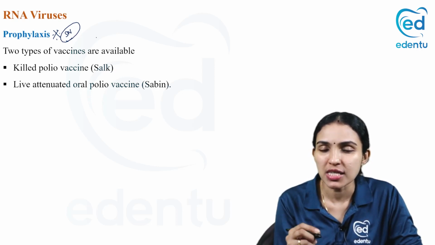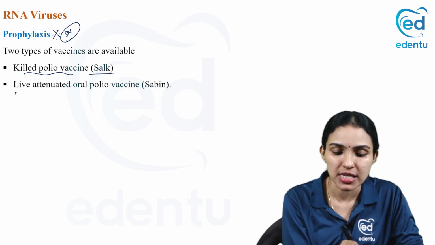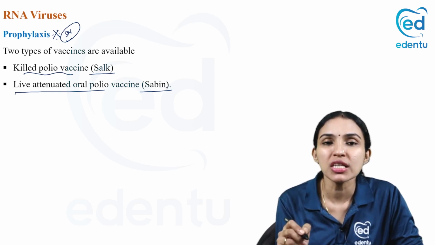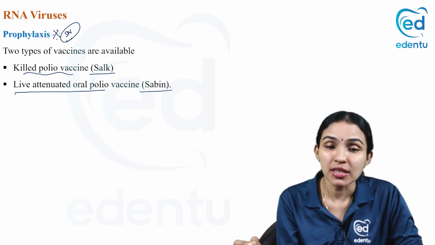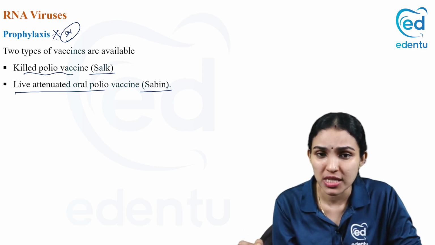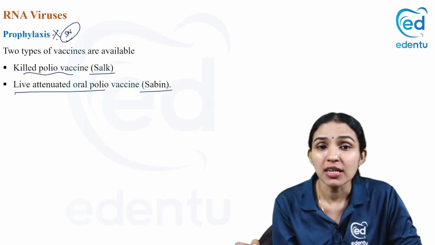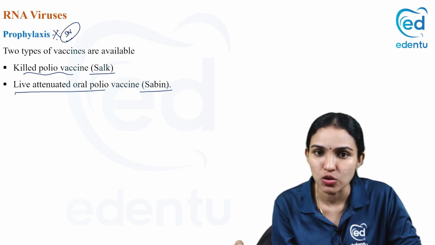So these two vaccines are named after the persons who discovered this. That is a killed polio vaccine called Salk vaccine and live attenuated polio vaccine called the Sabin vaccine. So both these discoveries were the landmark discoveries in the history of polio virus, and that has led to the control of this epidemic, which was once a very dangerous disease of mankind, and now we have almost reached the stage of eradication. This is just because of these two vaccines.